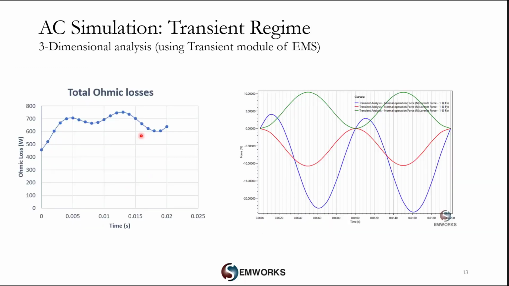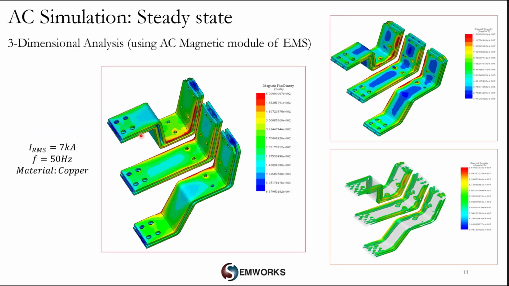The total AC losses versus time are given by the left figure. The losses are around 700 watts, while the figure on the right side shows the X, Y, and Z components of the Lorentz force of the first busbar phase versus time.